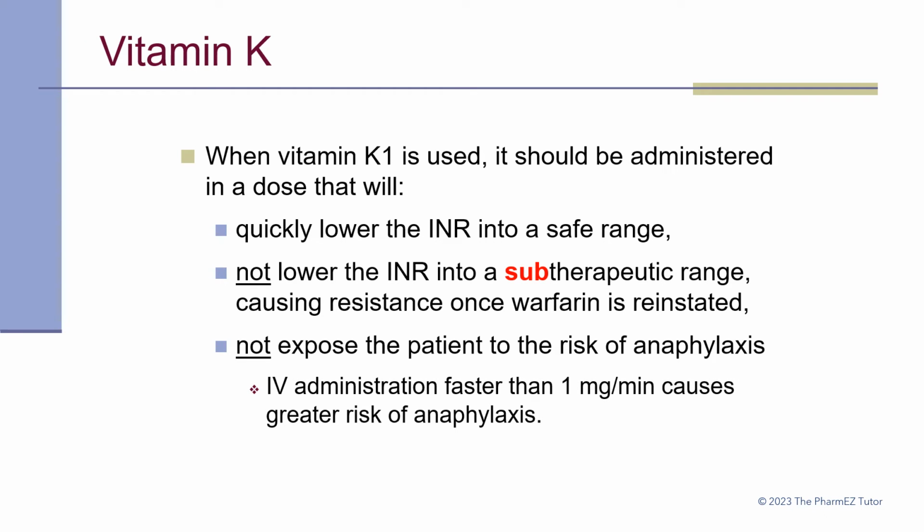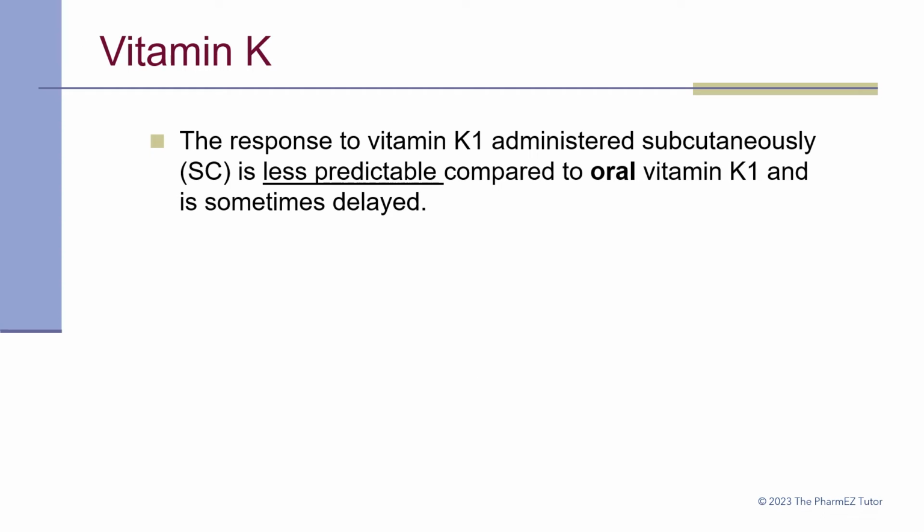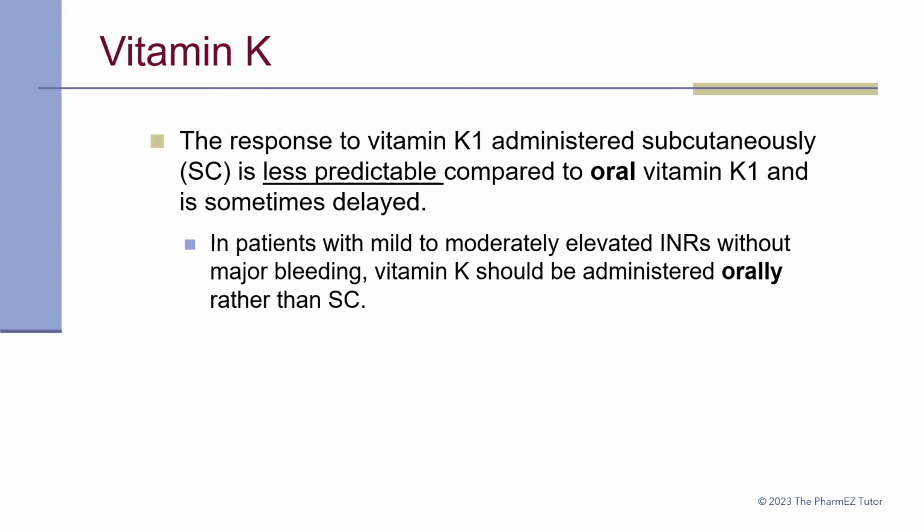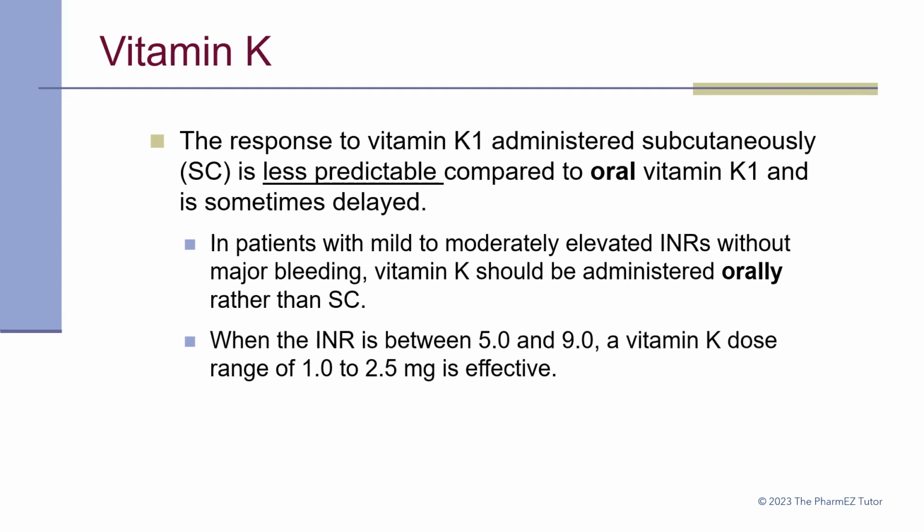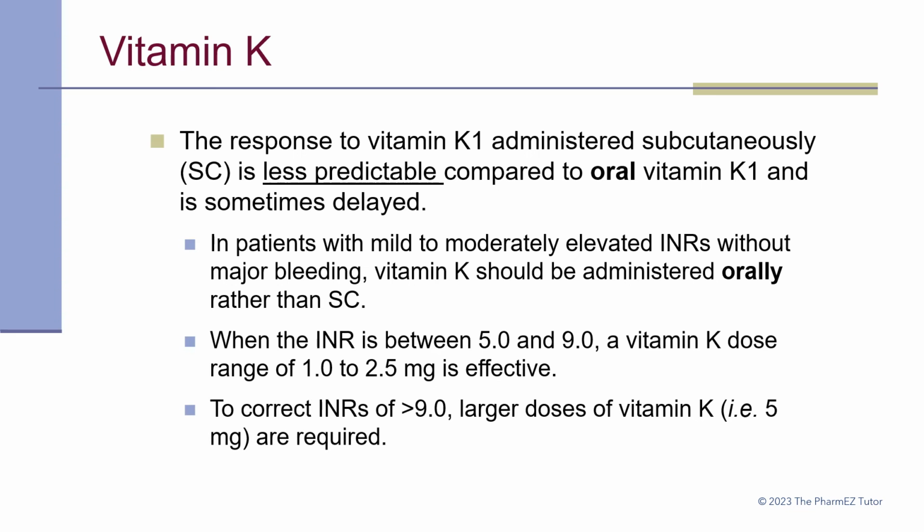IV administration of vitamin K faster than 1 milligram per minute causes a greater risk of anaphylaxis. The response to vitamin K administered subcutaneously is less predictable compared to oral vitamin K and is sometimes delayed. In patients with mild to moderately elevated INRs without major bleeding, vitamin K should be administered orally rather than subcutaneously. When the INR is between 5 and 9, a vitamin K dose range of 1 to 2.5 milligrams is effective. To correct INRs of greater than 9, larger doses of vitamin K, such as 5 milligrams, are required.